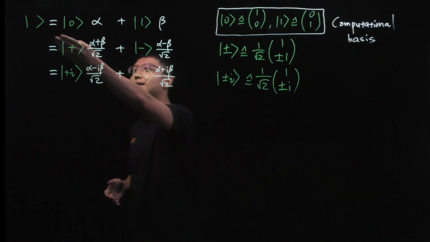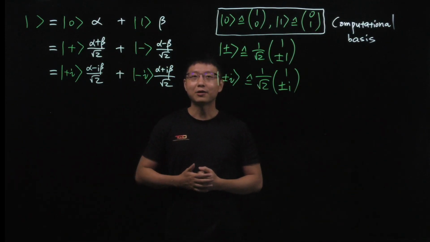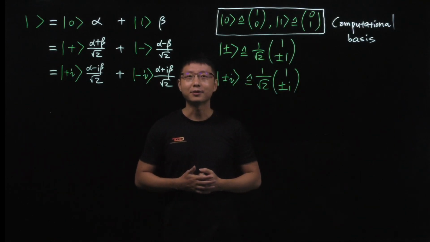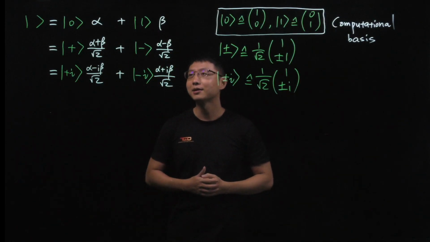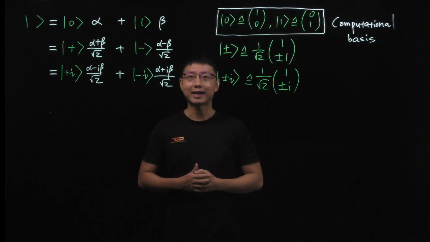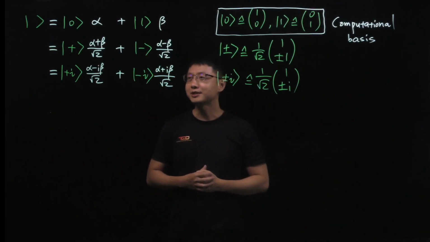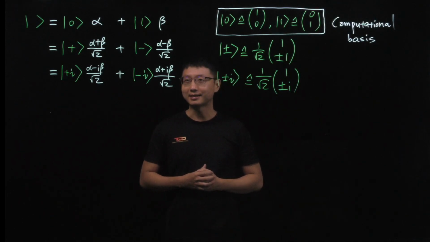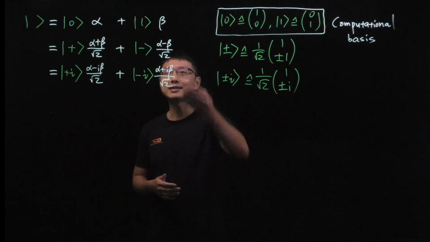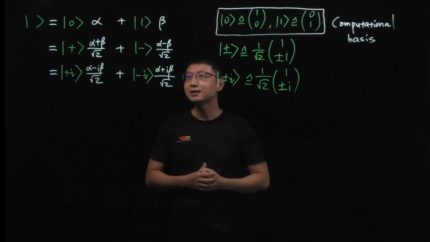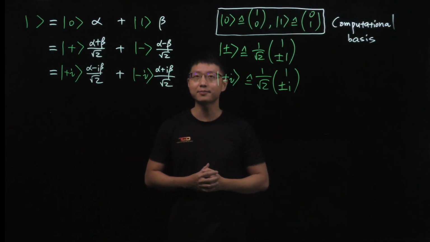For example, here, a generic ket is expanded in the 0-1 basis, which is also referred to as the H-V basis when talking about photon polarization, or the plus and minus basis, which is also referred to as the diagonal and anti-diagonal basis. And finally, in the plus i and minus i basis, which is also referred to as the right circular and left circular polarized basis. Now, it is important to emphasize that all expansions are equally good, and in fact, all three expansions refer to one and the same quantum state of the qubit.